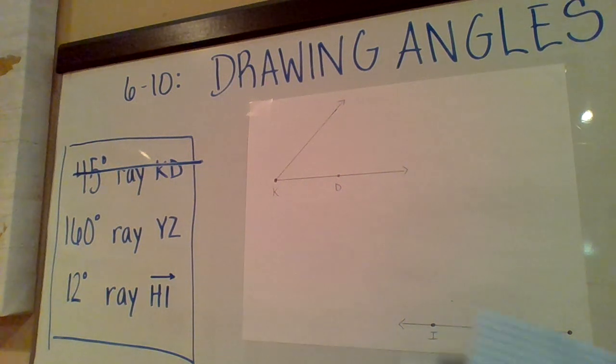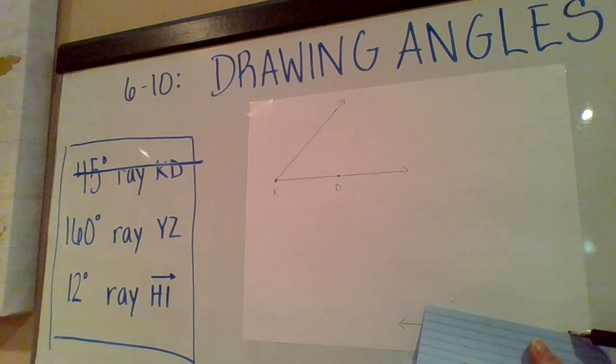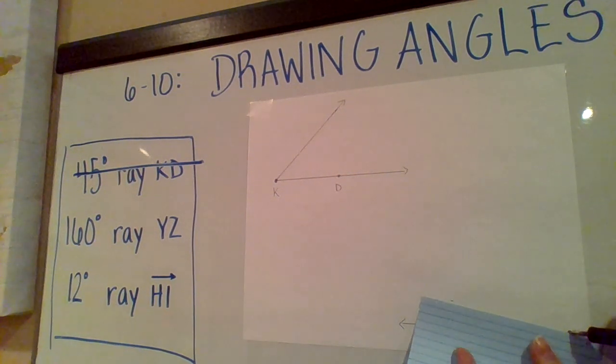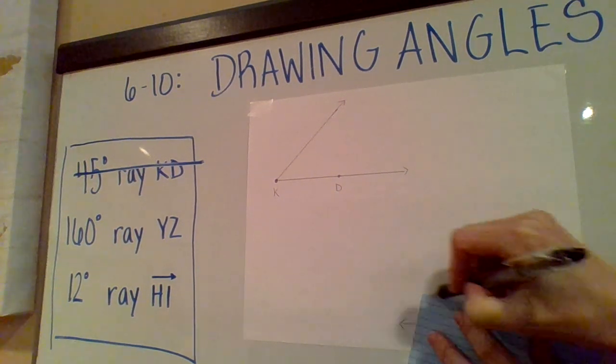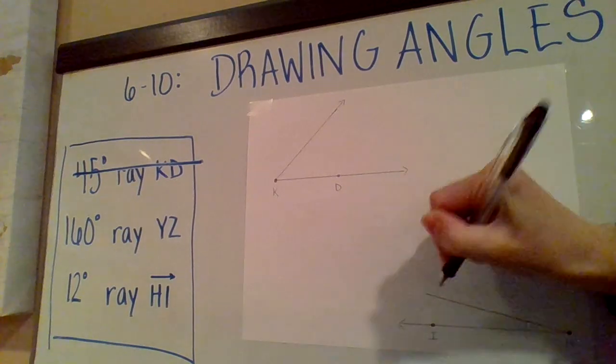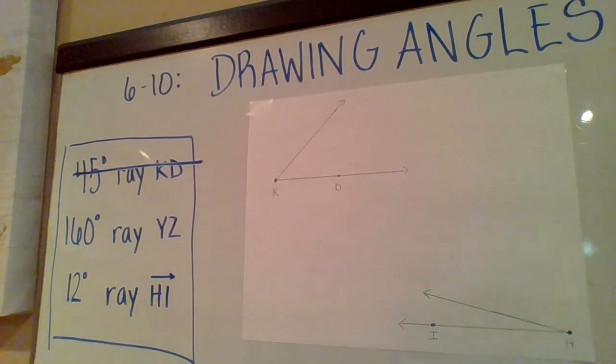What I do, this is a little bit harder. I take my index card and I figure out, okay, I'm going to start here. I like to put my pencil right on the vertex and then move my index card around to try to get right to there. It is. And then I connect. And I make my arrow. And that's a 12-degree angle. A 12-degree angle is small.